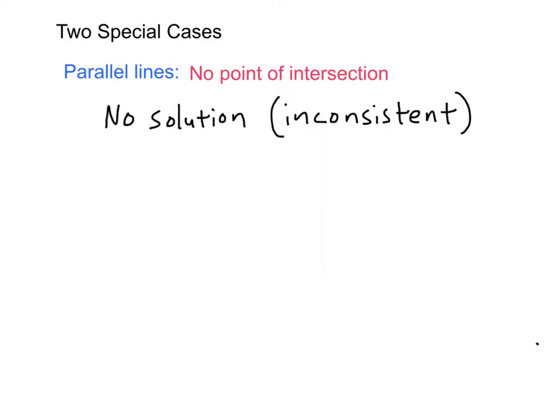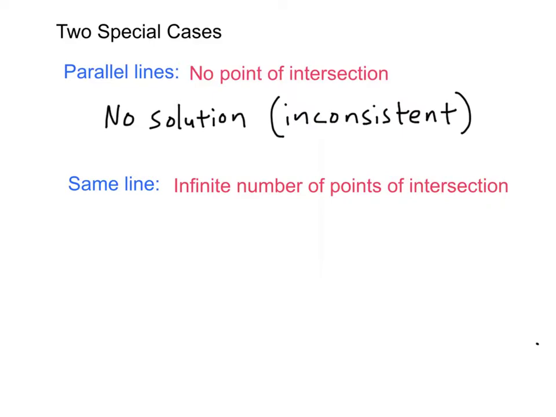Now the second special case is when the two lines end up being the exact same line, meaning when you graph them, one's right on top of the other. Now in this case, there's really an infinite number of points of intersection because every single point on the line is a point of intersection since both lines are right on top of each other. So there are infinite solutions.